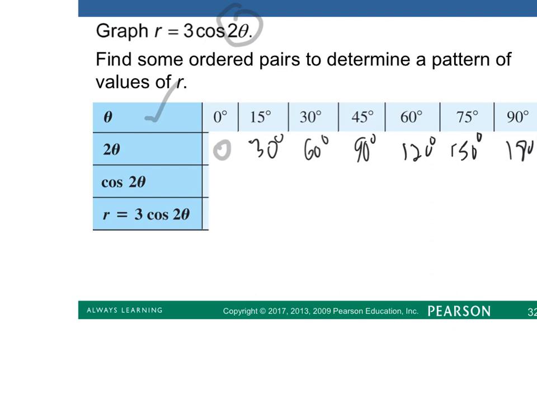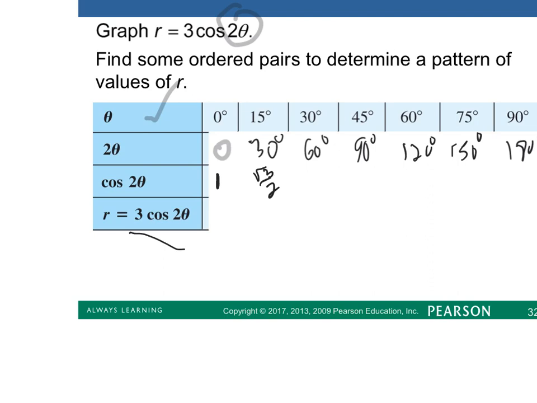Cosine of 2 theta, that just means cosine of 0, is 1. Cosine of 30 is, wasn't that square root of 3 over 2? Of course, I need a decimal. I understand that. But I guess I'll just plug it in my calculator and multiply it by 3 and get the decimal answer.